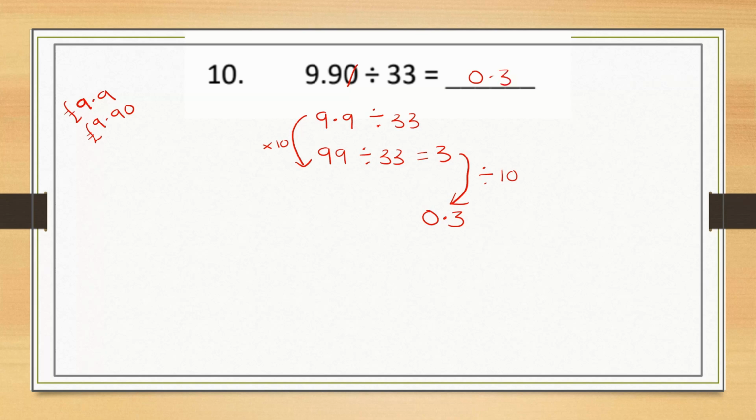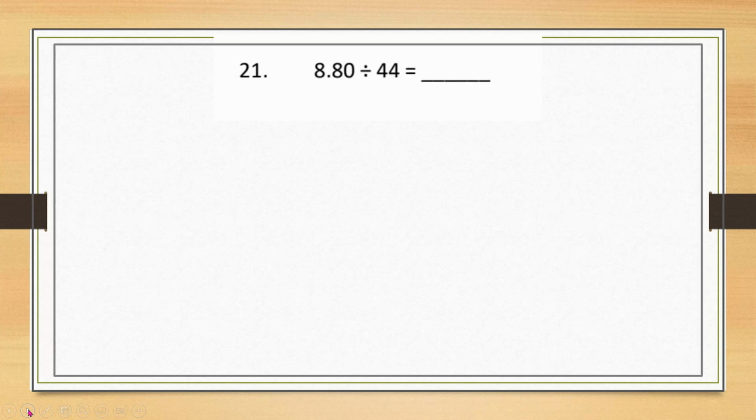So let's look at another question. This next one is 8.80 divided by 44. Let's get rid of that 0 and let's look at 8.8 divided by 44. And again, this is very straightforward. I'm going to change 8.8 to 88. What's 88 divided by 44? Well, you know that 44 will go into 88 2 times.